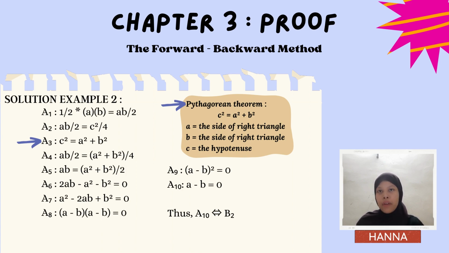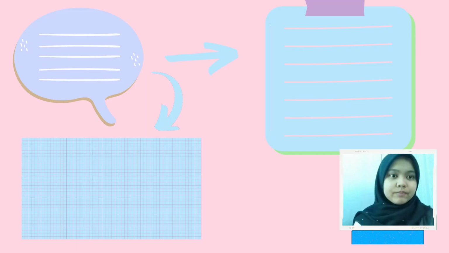At A9, both factors are the same, so we will just square it. Then at A10, we will get A minus B equals 0. Same result with B2. Therefore, A10 is logically equivalent to B2.